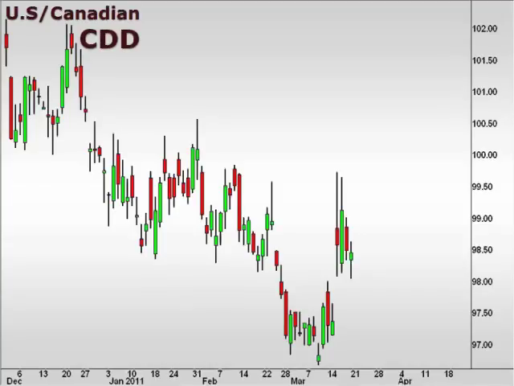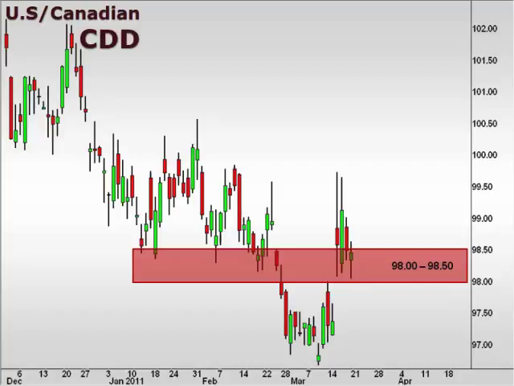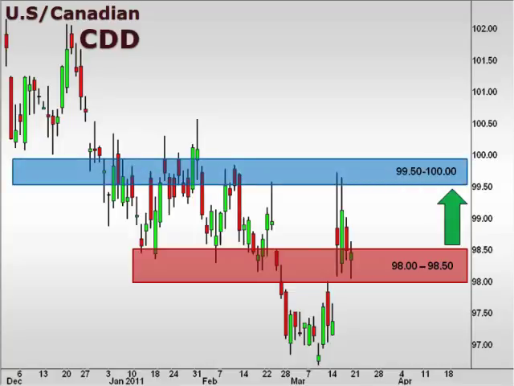Let's take a look at the CDD, the U.S. versus the Canadian dollar. The CDD gained significant ground last week, but reversed back down to test support at 98 and a half. Now, a break back above 98 and a half lends credibility to a retest of this past week's highs within the 99 and a half to 100 level.